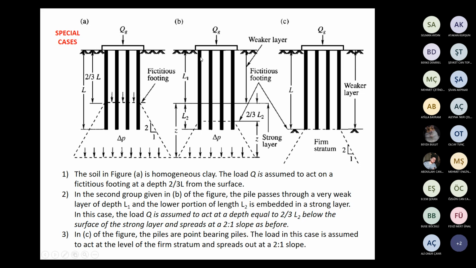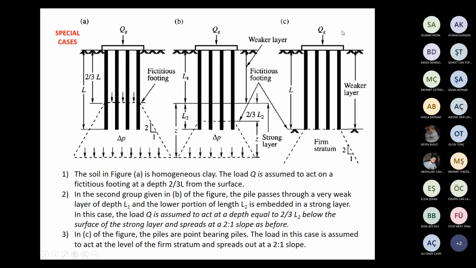You understand? We will not take L as the whole length of the pile. We have to consider this depth and this thickness, L2. So our fixtures line will pass 2/3 L2 here, and we will distribute stress below this line.